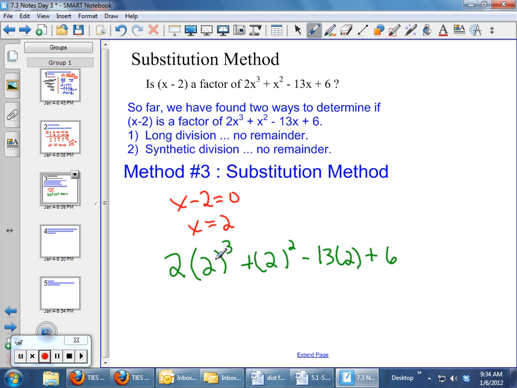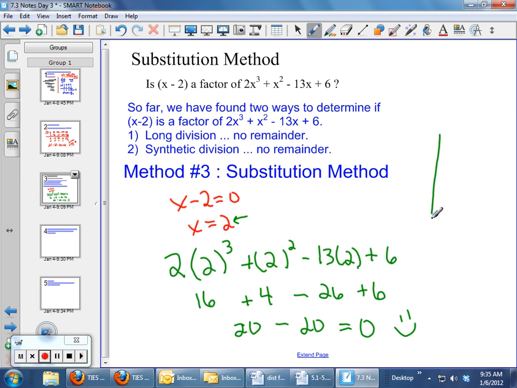So let's do this. 2 to the third, that's 8. So 2 times 8 is 16. 2 squared is 4. 13 times 2 is 26. And then plus 6. So 16 plus 4, that's 20. Negative 26 plus 6 is negative 20. So 20 minus 20 is 0. So that's great. That means that x minus 2 is a factor of 2x to the third plus x squared minus 13x plus 6. And it also tells us that it crosses the x-axis at 2.